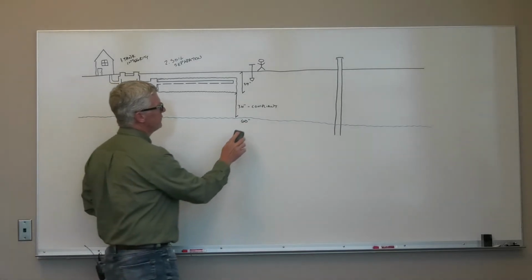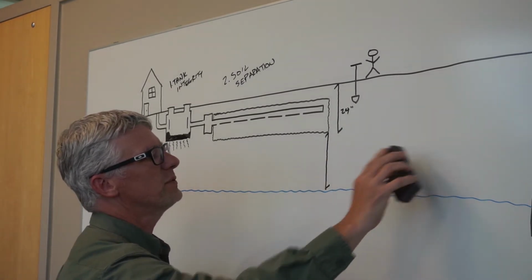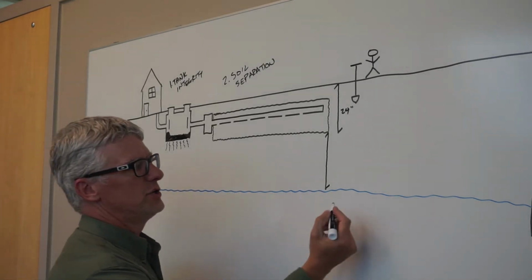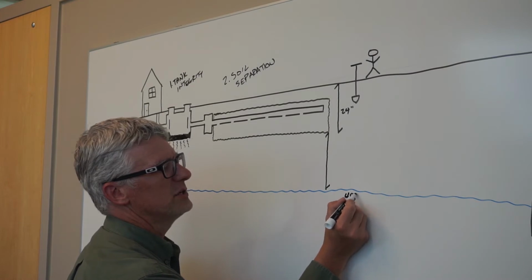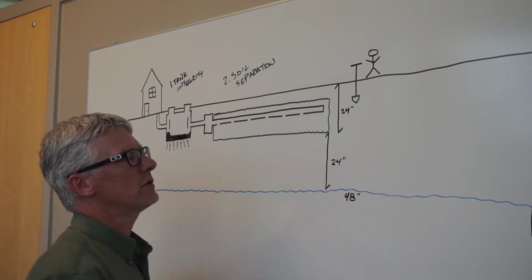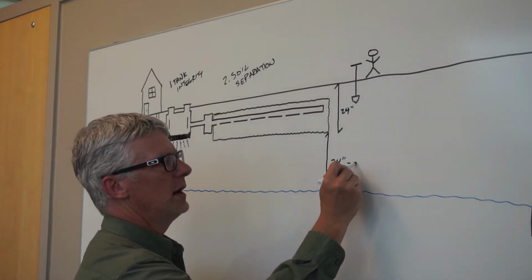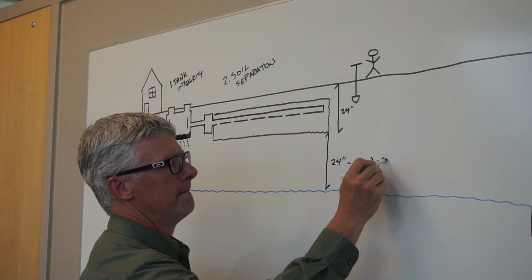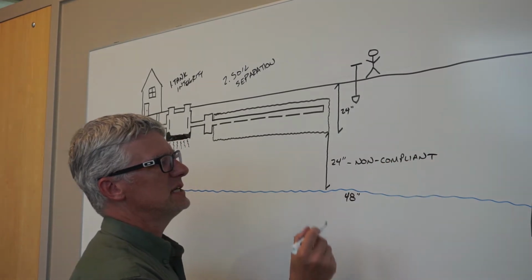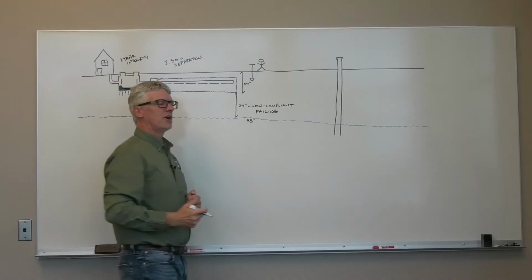Now let's look at some different numbers in this same scenario. So the system is still 24 inches from grade. The compliance inspector goes out, conducts a soil observation, and determines that there's water table at 48 inches. Now, doing the math, 48 minus 24, we have 24 inches of vertical separation. So now this system, if this were the case, would be deemed non-compliant. It would also be called a failing system, because the system is failing to protect groundwater.